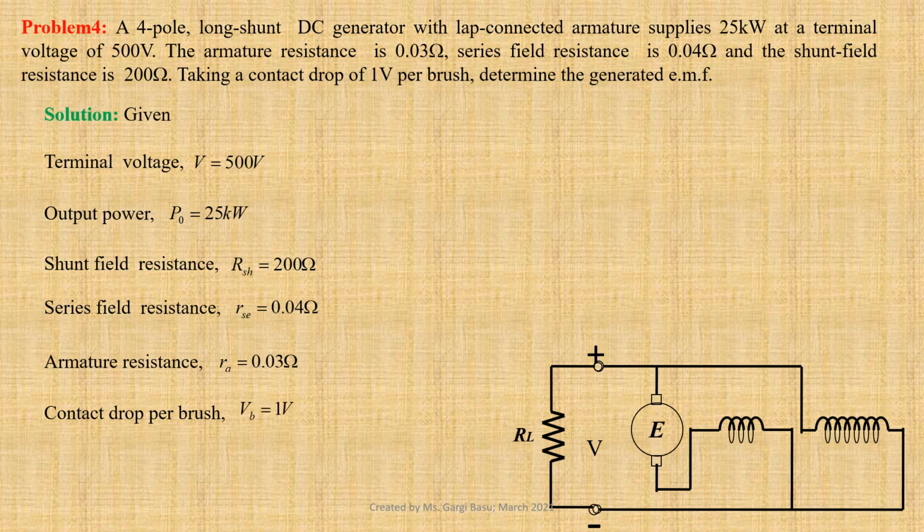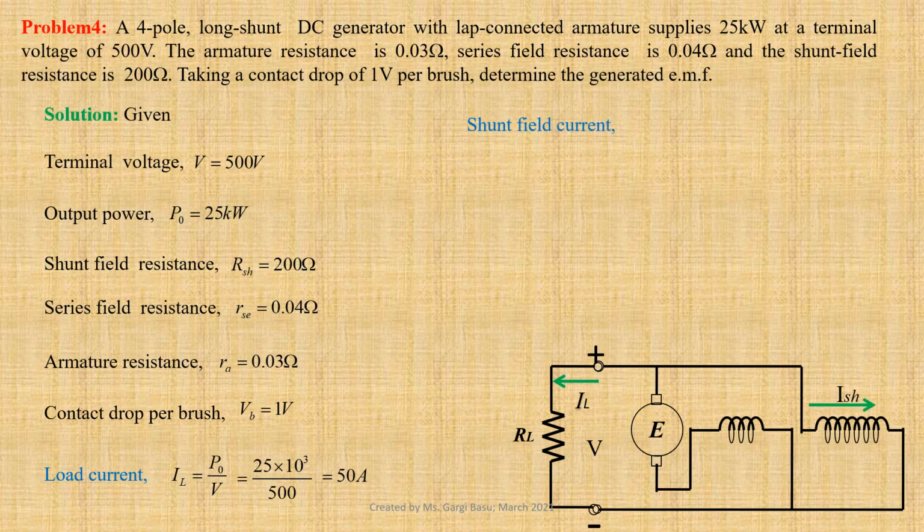Let us first calculate load current. IL equals to PO divided by V. Using values we get 25 into 10 to the power 3 divided by 500, that gives us 50 ampere. Now we shall calculate shunt field current. ISH equals to V by RSH, that is equal to 500 divided by 200, that gives us 2.5 ampere.